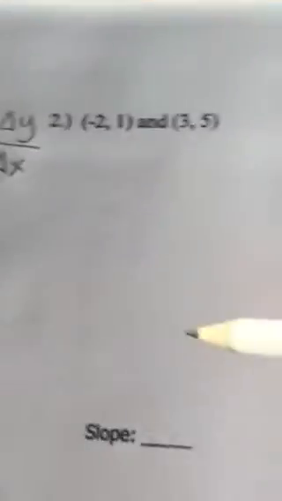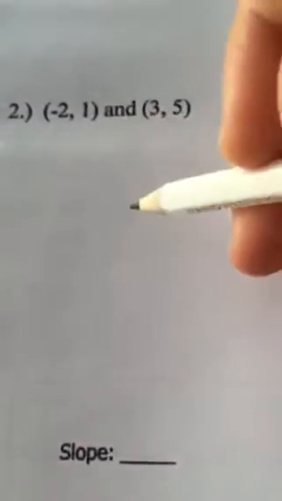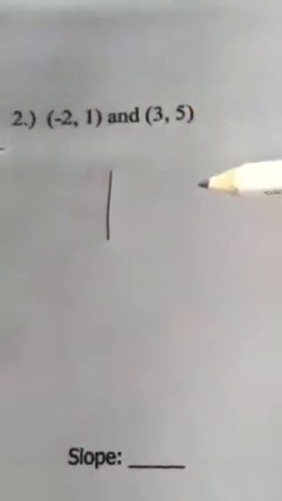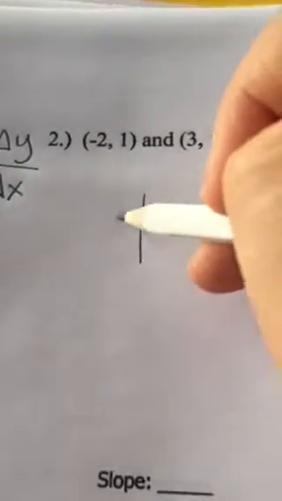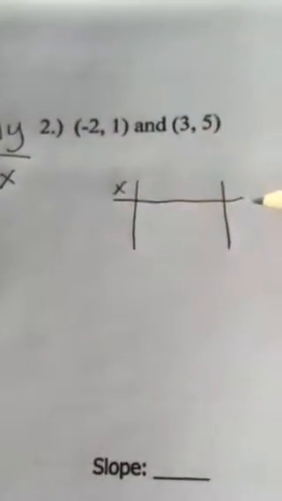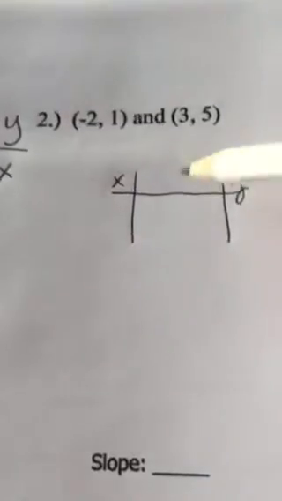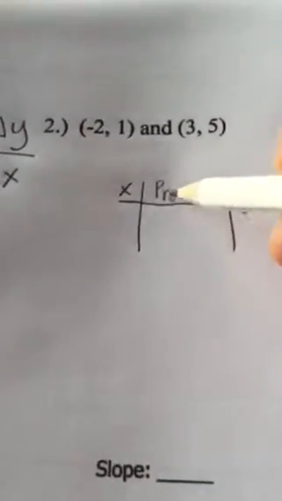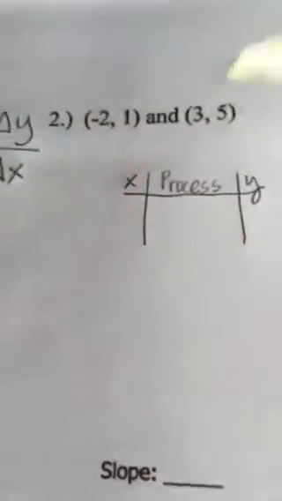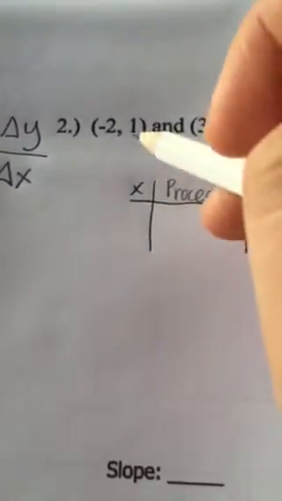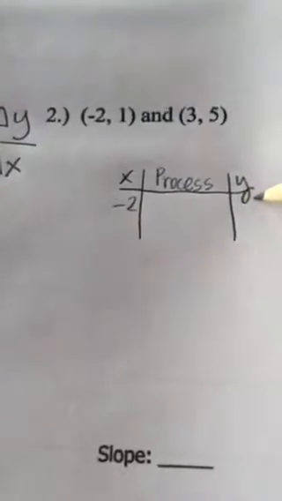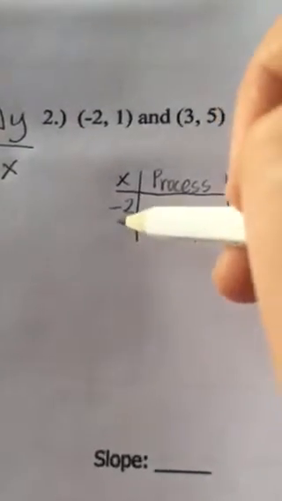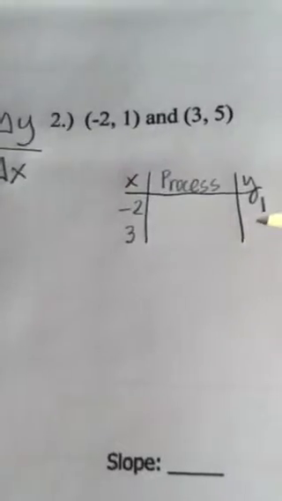All right, so now we're going to look at what that would look like if you try to do it in a table. The better you get, you'll find that a table is actually faster. It just goes quicker. So if you have 2 points, I'm going to have my x's over here and my y's over here, and we have a process column, which we really haven't gotten to yet. But I'll do this point is -2, 1, and then this point is 3, 5.